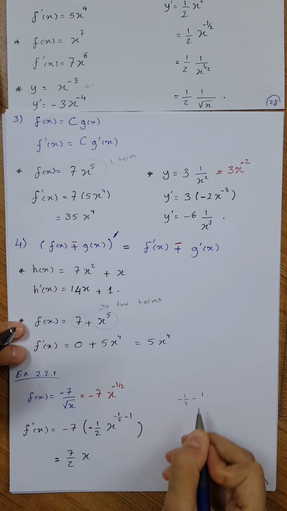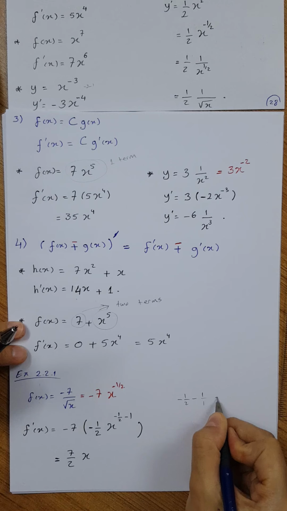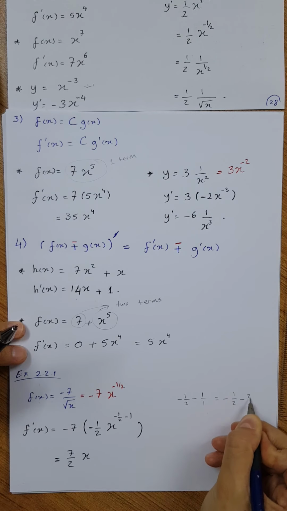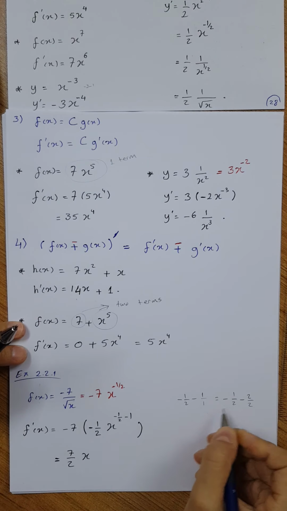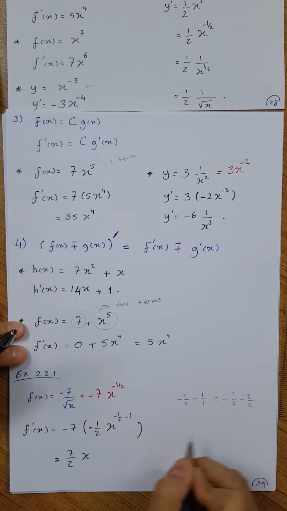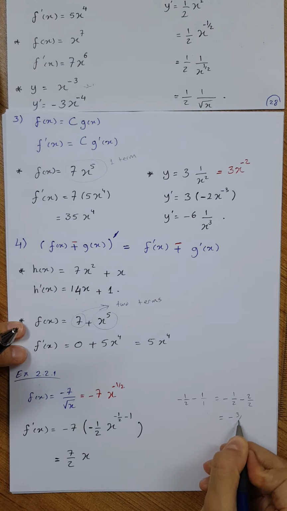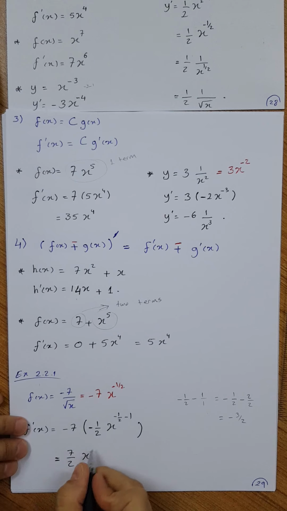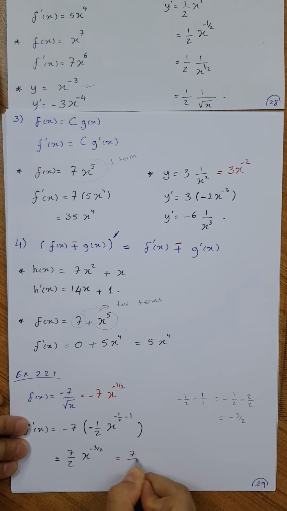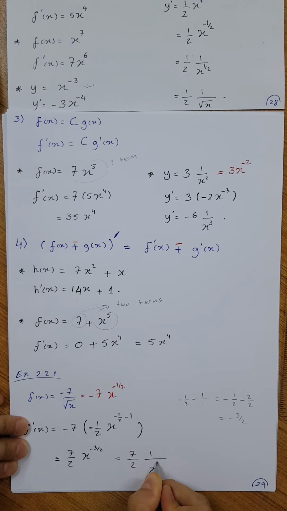Let me do it here for you. So that is 1 over 1. That would be minus 1 over 2 minus 2 over 2, equalizing those denominators together. We're multiplying this bit by 2. So that will be minus 3 over 2. So that one is minus 3 over 2. Simplifying this further, that would be 1 over x to the power of 3 over 2.